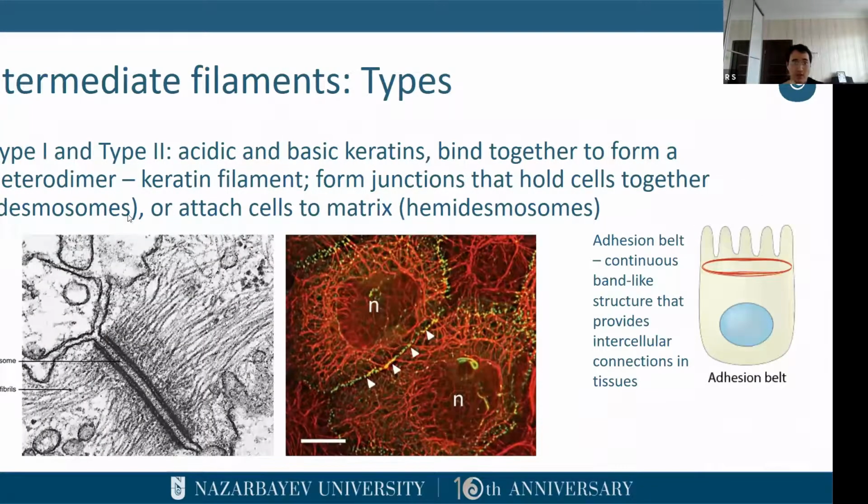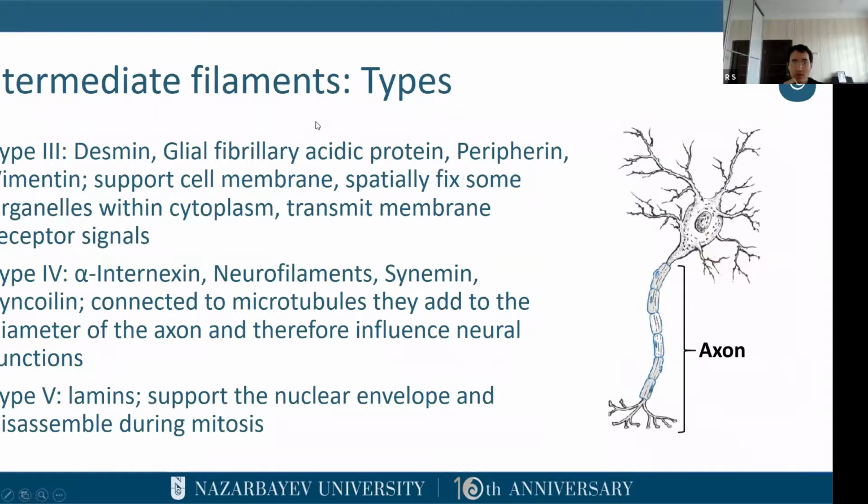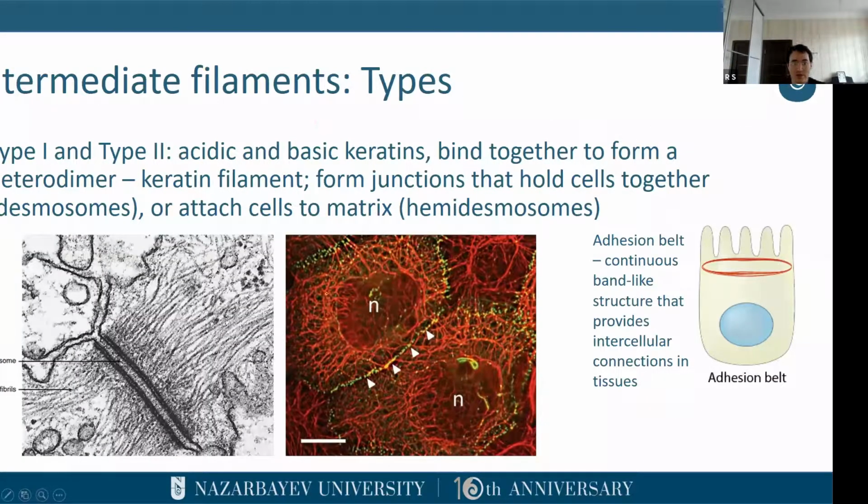Okay, so in intermediate filaments, we have 5 types, and the first 2 types are acidic, type 1, and basic keratin, and they both form this rod shape. So one is acidic, another is basic keratin. Whenever they bind, they form this keratin filament. And keratin filaments form junctions between cells.